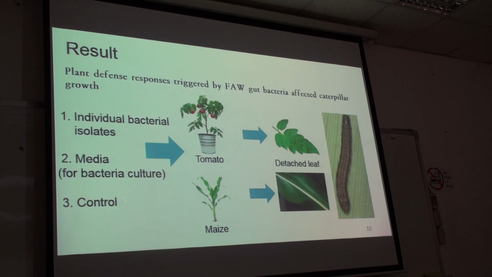So in this experiment, scientists do 3 treatments on the plant. They use the individual bacterial isolates to treat the plant's wound, and the media to treat the plant wound. Media is the buffer used for bacterial culture and the control. After treatment, scientists cut down the detached leaf and feed it to the caterpillar. They measure the caterpillar's weight.